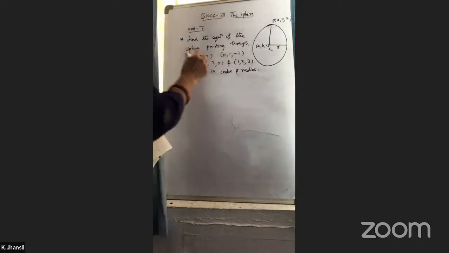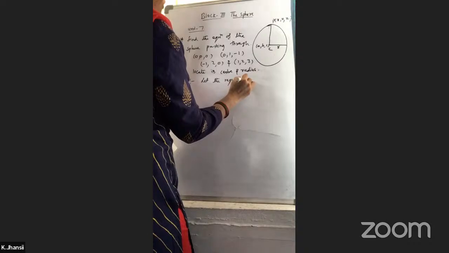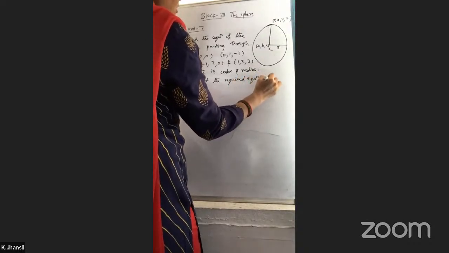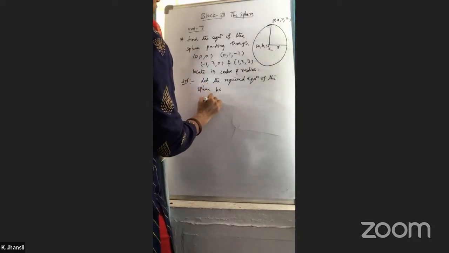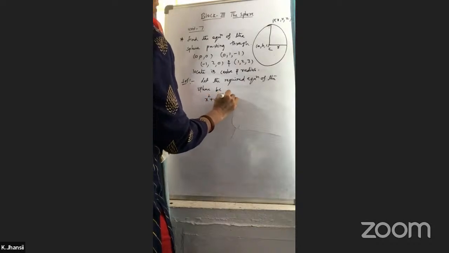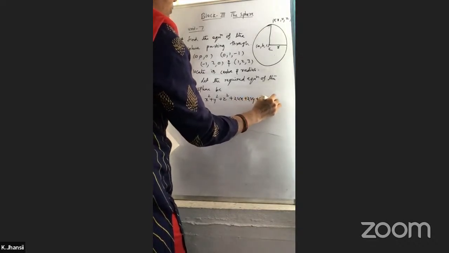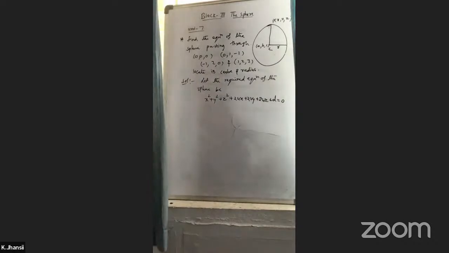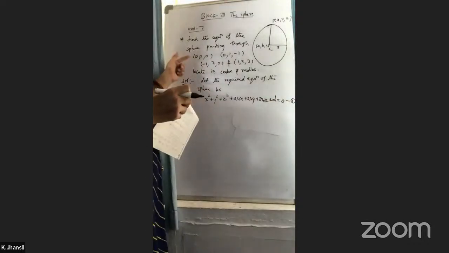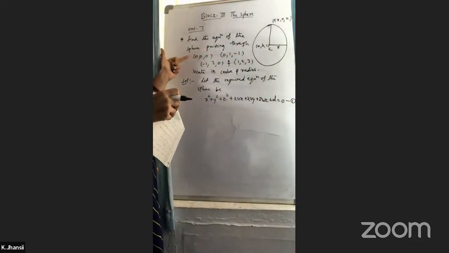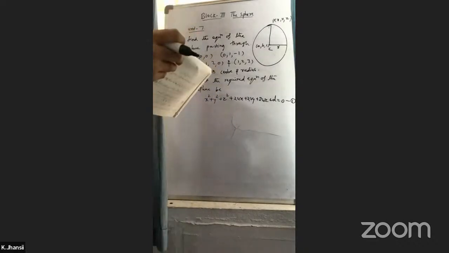So first, let the required equation of the sphere be: first we have to write the equation of the sphere. x square plus y square plus z square plus 2ux plus 2vy plus 2wz plus d equals 0. This is the equation of the sphere. How many points are there? 4 points are there, and they are passing through this sphere, so we will get 4 different equations.